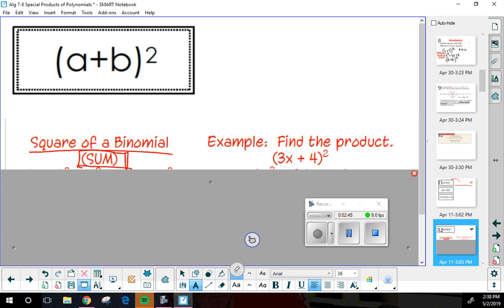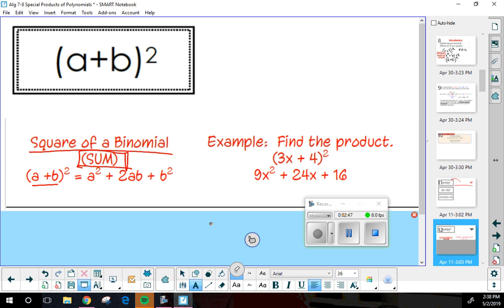All right, so if you have a plus b squared, the shortcut is a squared plus 2 times a times b plus b squared. The shortcut is to say a squared plus 2 times a times b plus b squared. And we're going to do an example. Here's an example.